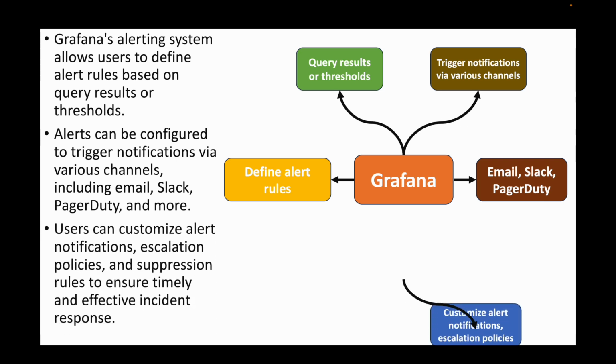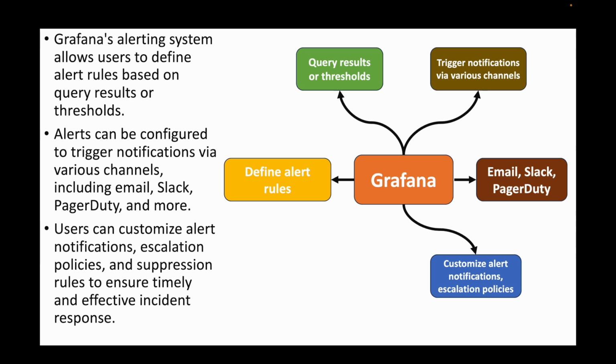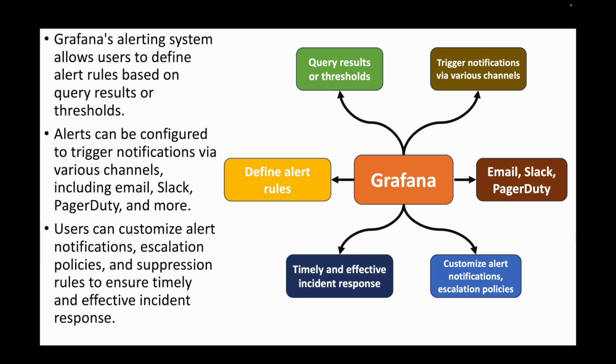Users can also customize the alert notifications, the escalation policies as to when the escalations should happen, and also we can have suppression rules. And this will ensure we have a timely and effective incident response. So, overall, making sure we are monitoring everything, and if something goes wrong, notifying the stakeholders on the issues, and then notifying the team responsible for that particular component. We can make use of the alerting system for that.